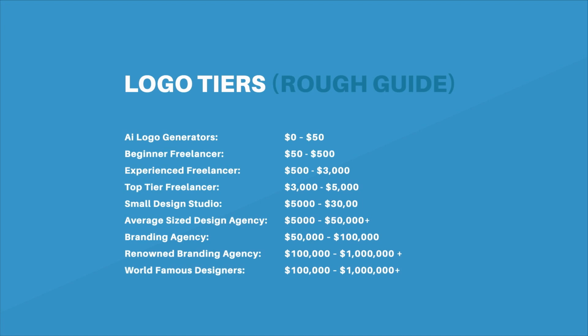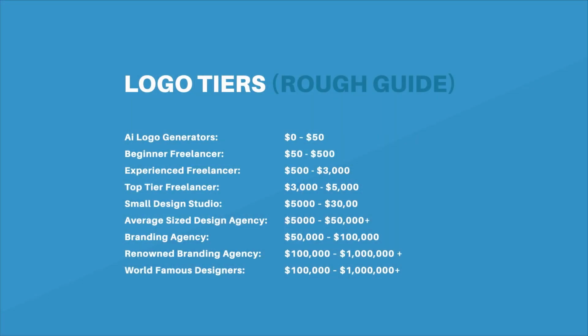And then we've got branding agencies that, as the name suggests, they probably don't just work on a logo design. They do work on entire branding projects, which involves a lot more work and a lot more time. They can expect $50,000 to $100,000 for a single project. Then at the very top in the echelon of the logo design industry, we've got renowned branding agencies that can be making up to $1 million for a single logo design project.